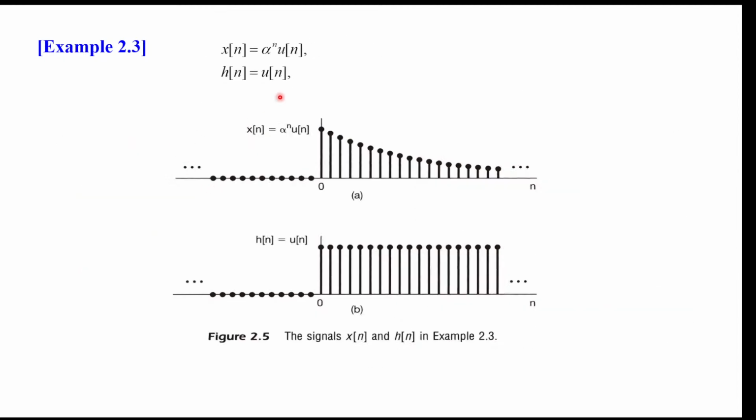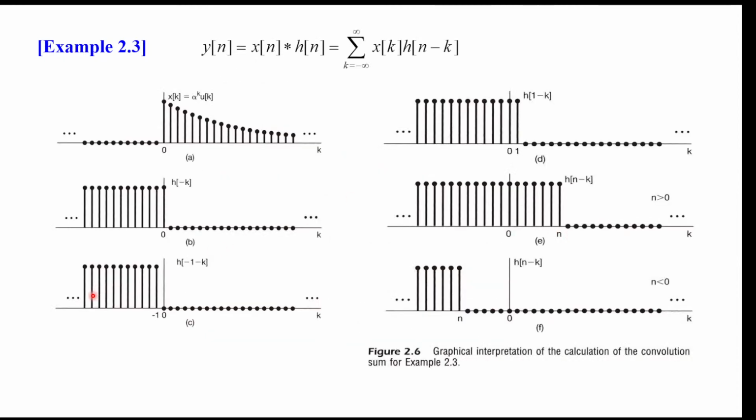So here is another example. x of n is an exponential decay starting from n equal to 0, and h of n is a unit step function. Then we see that h of n minus k looks like this. It's a unit step function in the reverse direction, stopping at n, and then we slowly increase n and see when x of k and h of n minus k have overlap as a function of k. And so in this example, when n is less than 0, those two functions have no overlap.